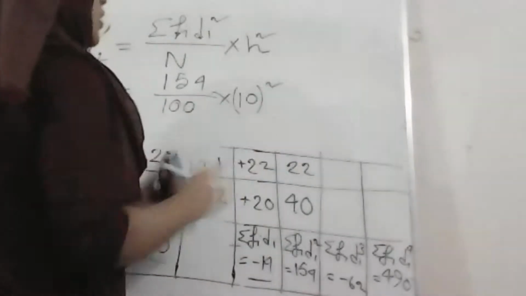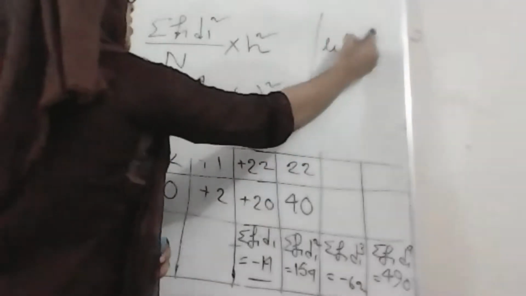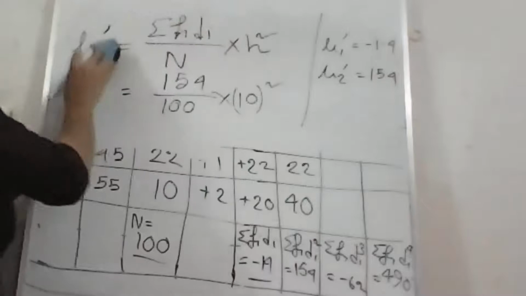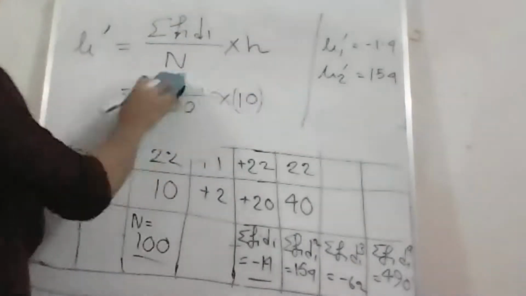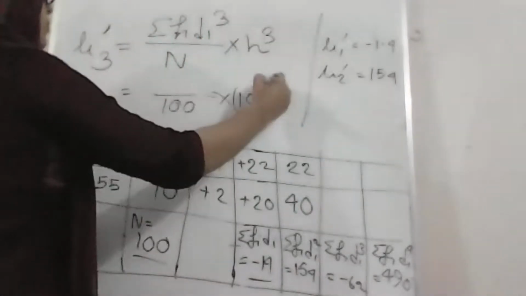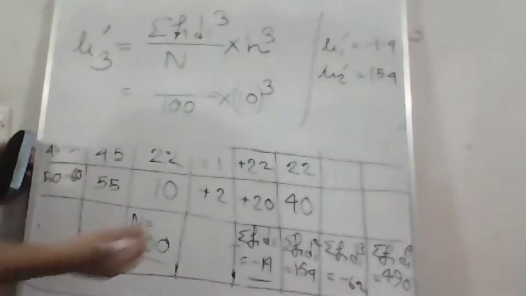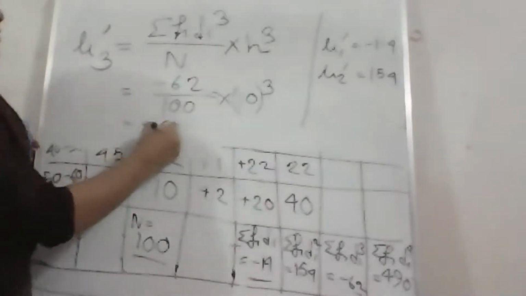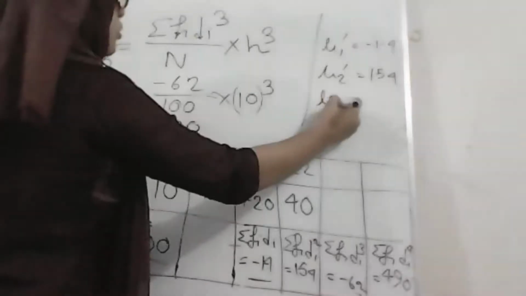The first raw moment, I'm writing down here so you can remember it, was minus 1.4. The second raw moment we have found is 154. So what will be the third raw moment? The third raw moment has a power of 3, and summation of Fi d cube is minus 62. If we just do it, it will be minus 620. So the third raw moment is minus 620.